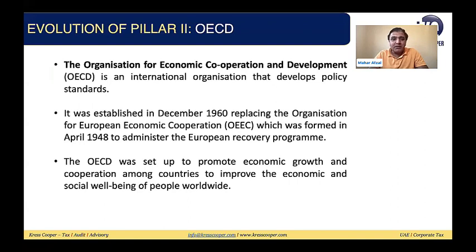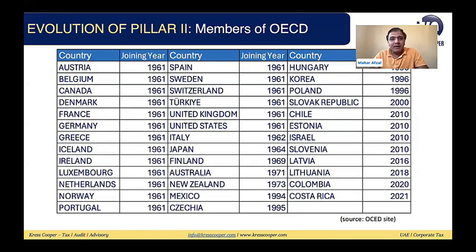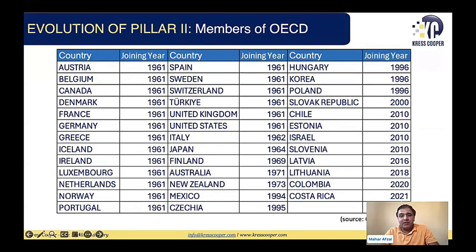Once the OECD was set up, a number of countries started joining it, Austria, then Belgium. Overall, I think 37 or 38 countries are members of the OECD. I have taken this number from the website of the OECD, which shows there are 38 members.